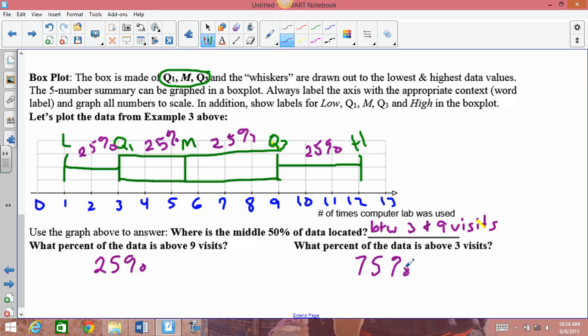The next piece that we're going to talk about, flipping over to the next page, talks about your data being skewed one direction or another, as well as being symmetric. Symmetric would be even on both sides. Skewed is whenever you have a tail, and that would be one of your whiskers out here, that trails off on one side more than it does on another.